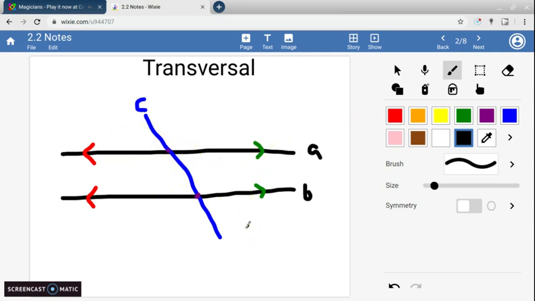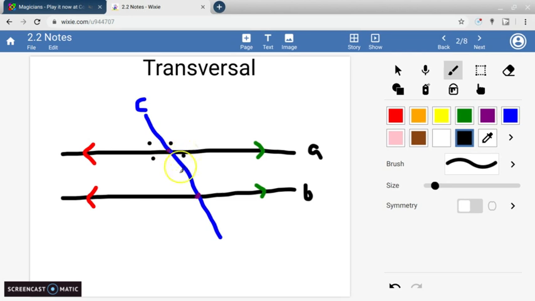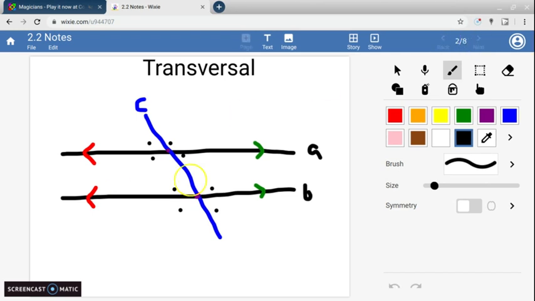And what it means is that it will have them parallel. So that's what these things mean. That means that these lines are parallel. And it also will create 8 different angles, all in these places, that have certain relationships that you'll learn about. Okay.